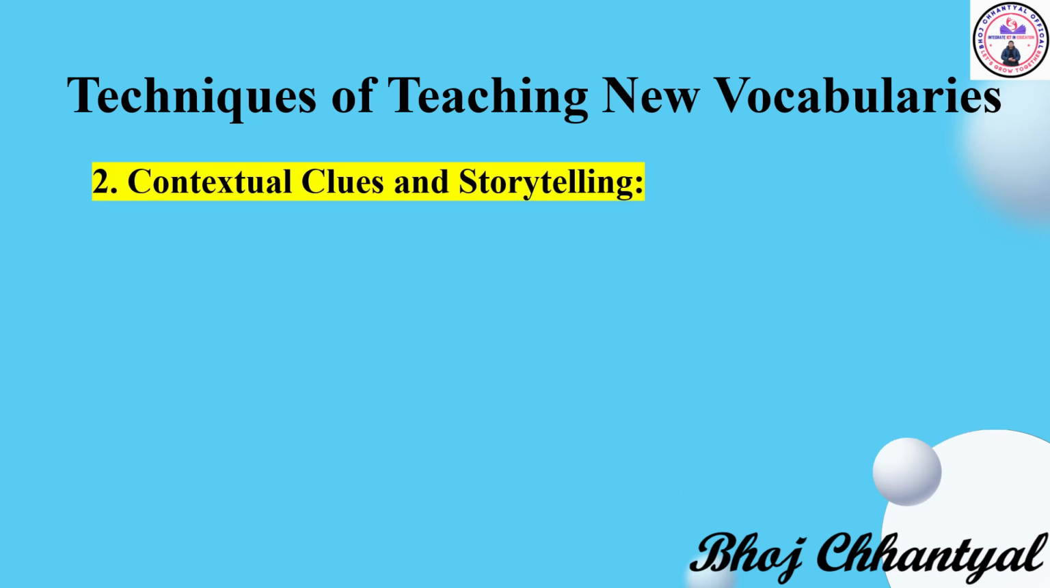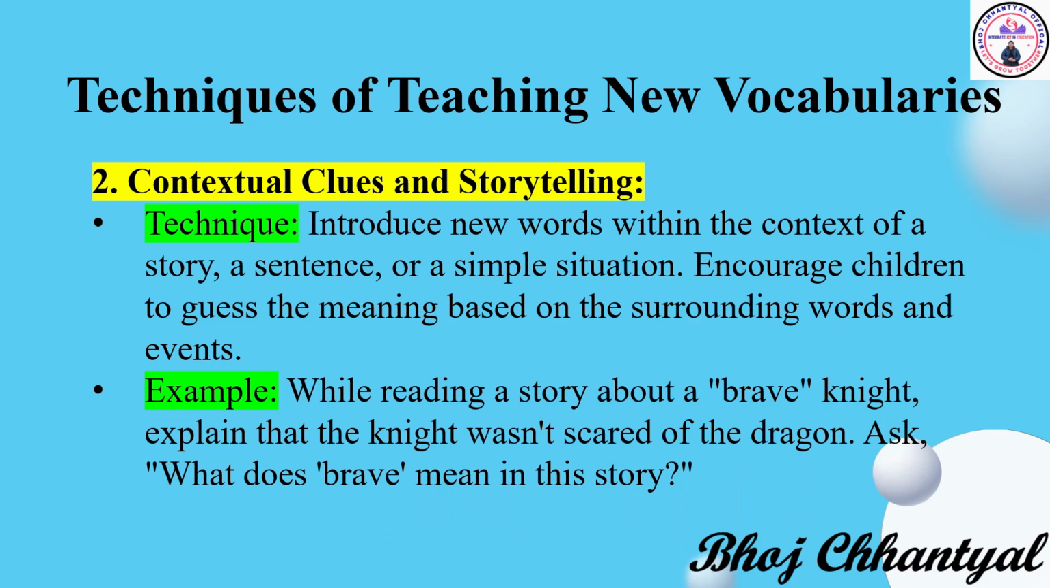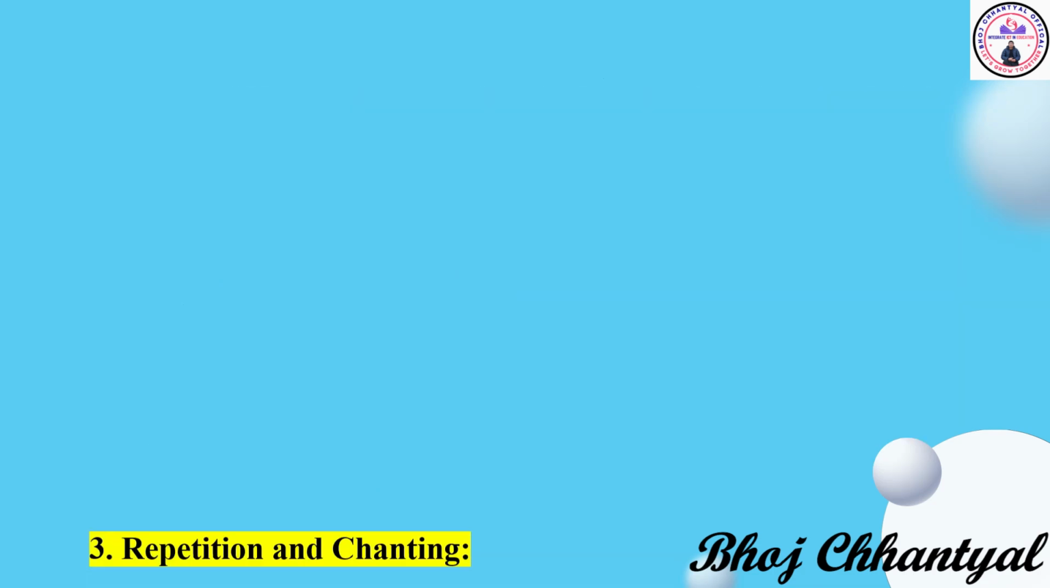2. Contextual clues and storytelling. Technique: introduce new words within the context of a story, a sentence, or a simple situation. Encourage children to guess the meaning based on the surrounding words and events. Example: while reading a story about a brave knight, explain that the knight wasn't scared of the dragon. Ask, what does brave mean in this story?